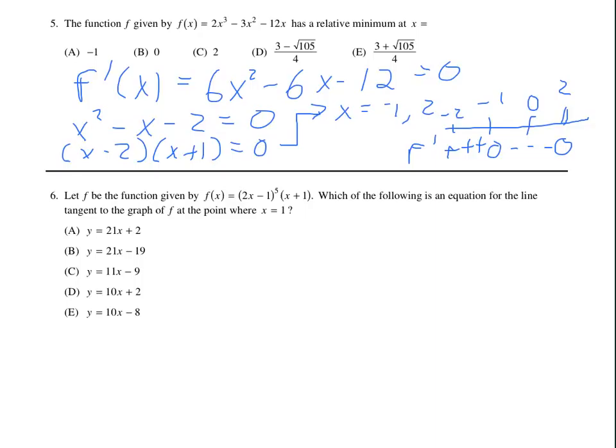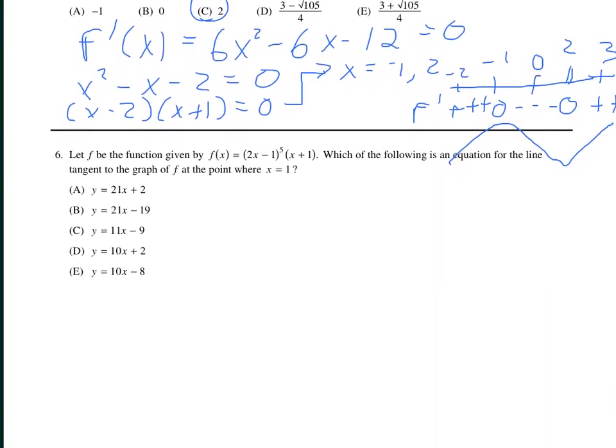And then pick a test point to the right of 2, say 3. Plug 3 into the expression for f prime, and you get an answer that is positive. So that means that f prime is going to be positive for all values of x greater than 2. So the original function goes up and then down and then up. The key observation is that there's a relative minimum at x equals 2. So the answer is C.